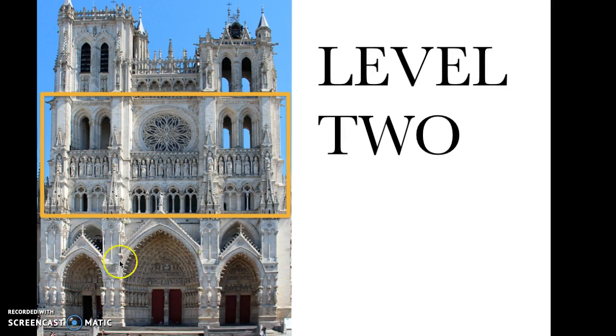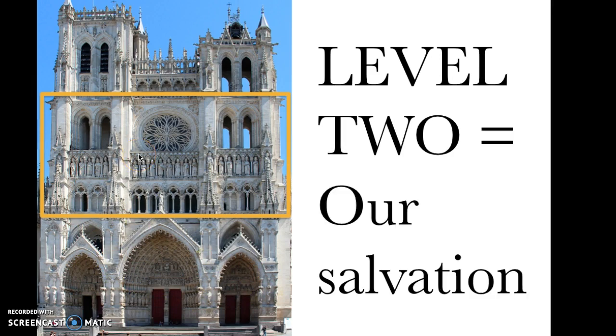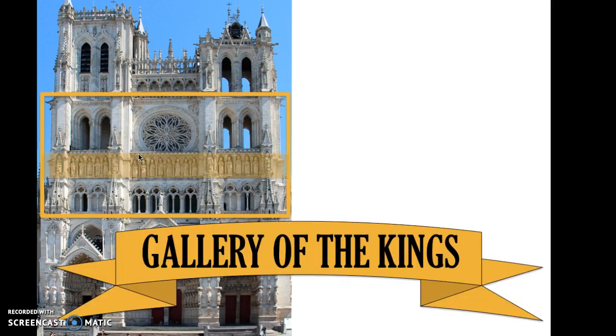If level one was about you and me, level two is about our salvation. Now let's look a little closer at this. It's almost like, again, we're reading the story. This section right here in level two is called the Gallery of the Kings. And they're not talking about kings like King Henry, King Charles, King William. They're talking about all of the people that ended up giving birth to Jesus.